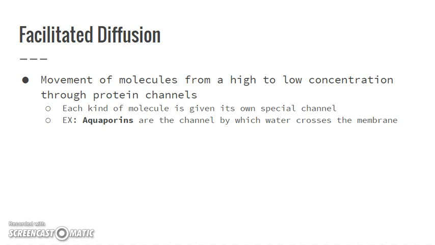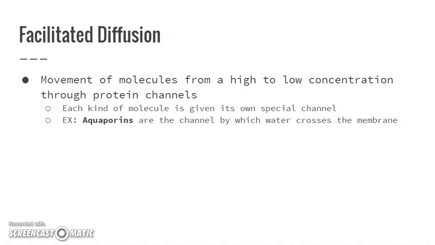So another type of passive transport is called facilitated diffusion. Now this is still passive, meaning we don't require any energy. It is, though, the movement of molecules from high to low, just like before with diffusion, but we're using protein channels. Now this might be because our molecules are too large, they might be charged, they're not getting across that phospholipid bilayer. So each kind of molecule, though, is given its own special channel. So a water molecule cannot pass through the same channel that a glucose molecule passes through. They have to have a specific channel.